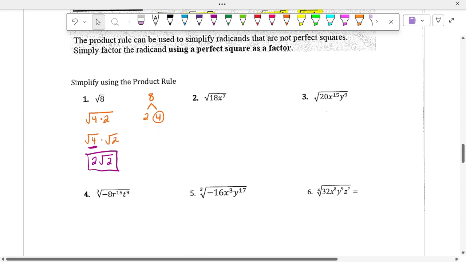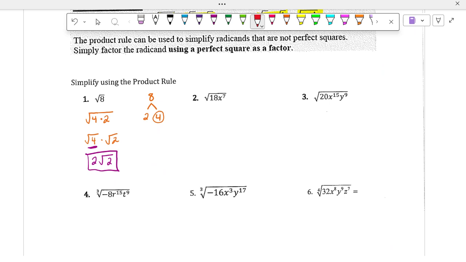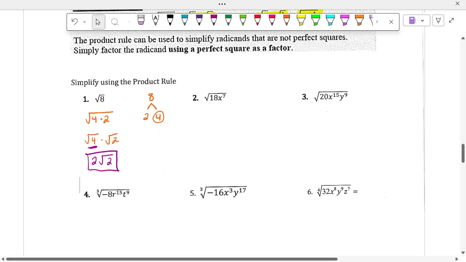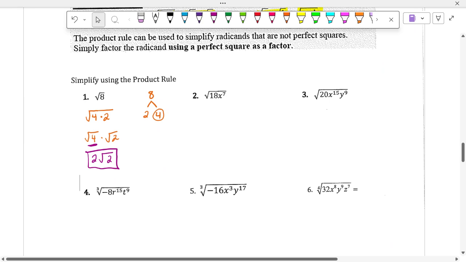All right, let's try another one. So number 2, we're still taking a square root. So I'm going to do the number first, and then I will add in the variable.